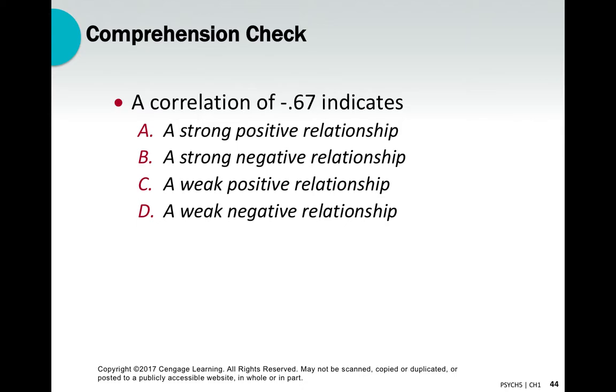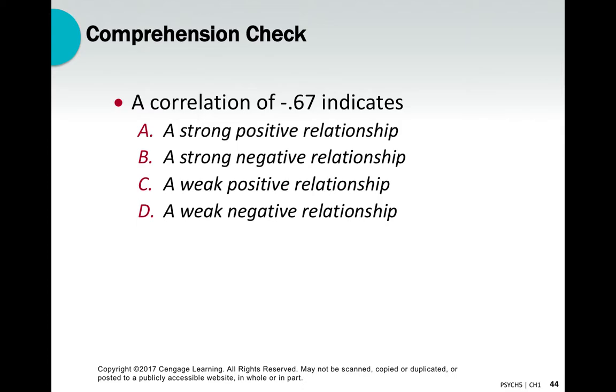You can pause the video and check your own comprehension. A correlation of negative 0.67 indicates what? A, a strong positive relationship, B, a strong negative relationship, C, a weak positive relationship, or D, a weak negative relationship. Go ahead and pause the video and check your comprehension.